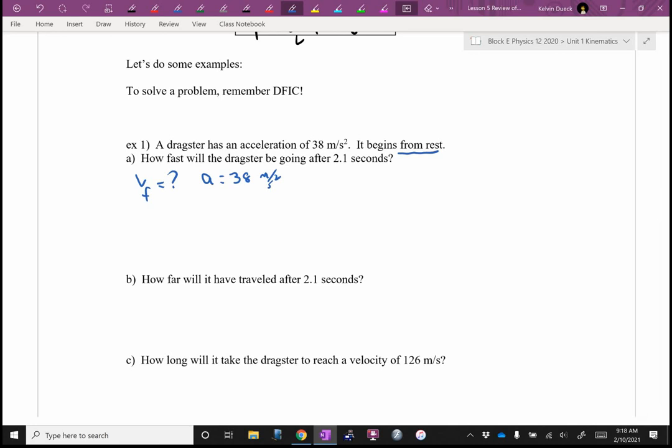So we're okay. What did you say VI was, Jack? Good. What's that 2.1? How do you know? Yep. Okay. I'm looking for an equation that's got an A, a VI, a VF, and a T in it. There is one. Which one, my friend?